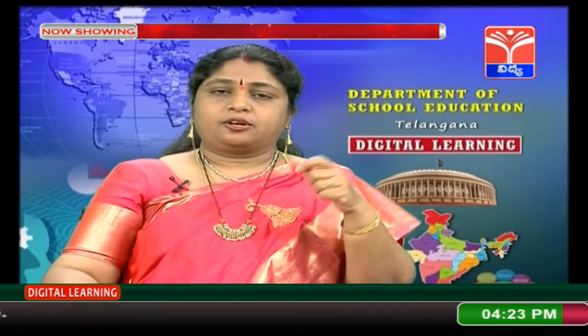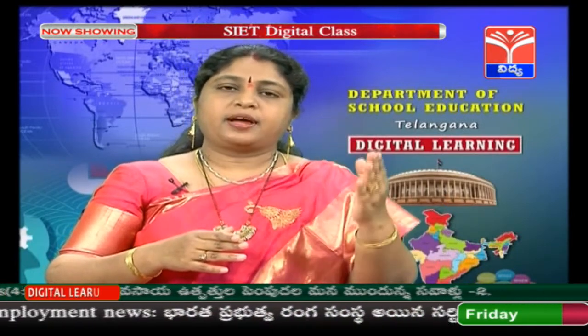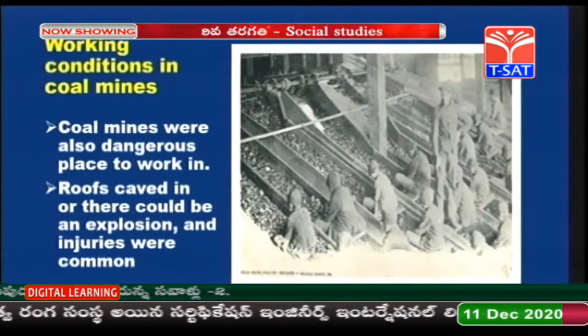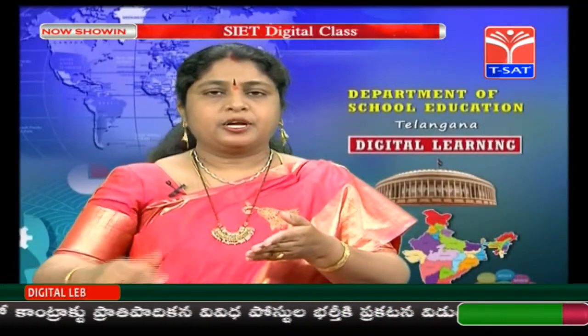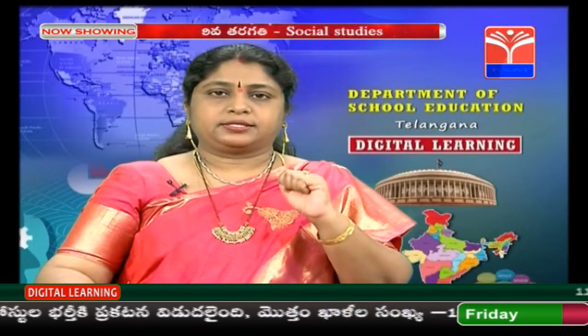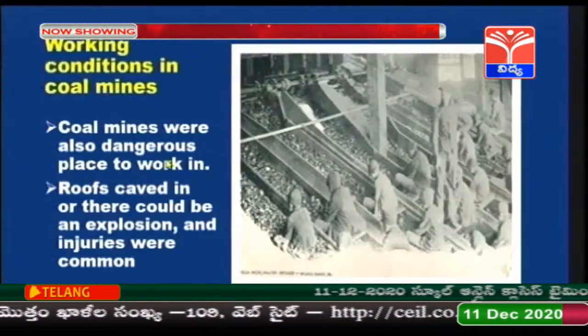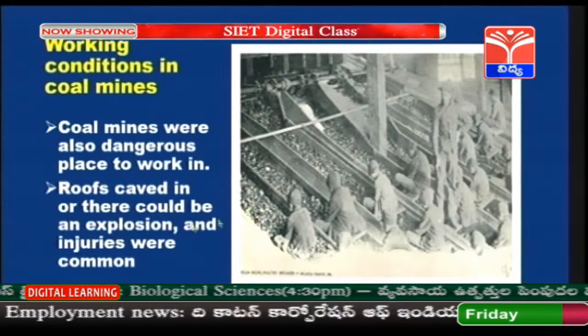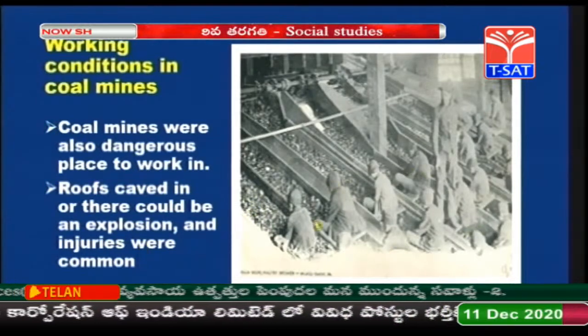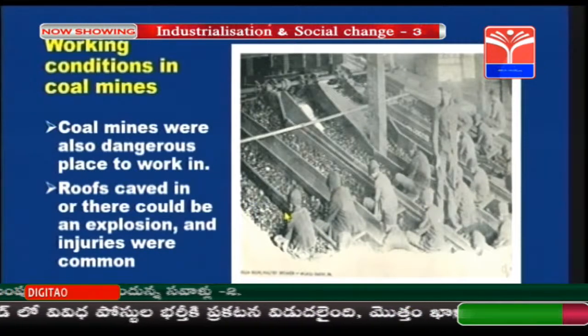And not only in the factories, children were made to work in coal mines. Have you ever imagined working in coal mines? No, because it is a dangerous place, right? Since the demand for coal and iron had increased, they needed more workers to dig the mines deeper. So why were children employed in the coal mines? Coal mines were also dangerous places to work in. Roofs caved in, or there could be an explosion, and injuries were common. You can see in the picture, small children are working in the coal mines.